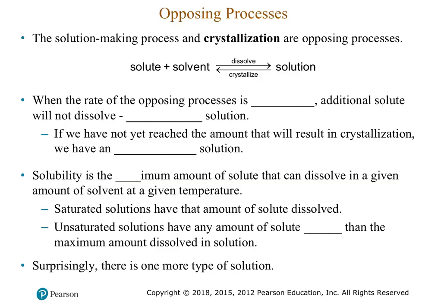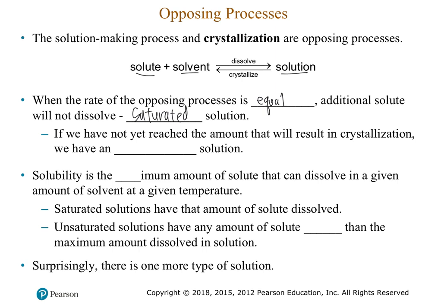When we create a solution, the solution process is one direction, and going the opposite way and reforming our solute and solvent that are separate is called crystallization. When we have reached a point where these processes are equal, the rate that they're happening is equal, then we're not going to be able to get any more solute to dissolve. This is called a saturated solution. So this means if you add any more solute or solvent in there, you're not going to create any more solution. You're at capacity.